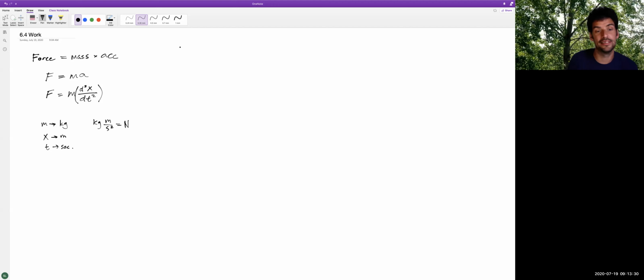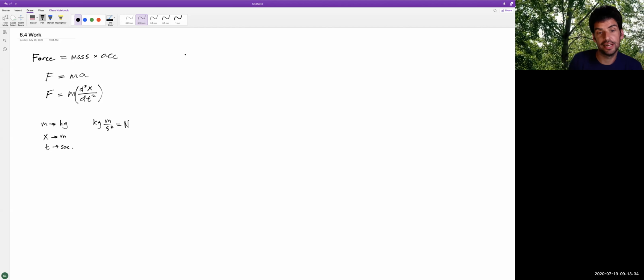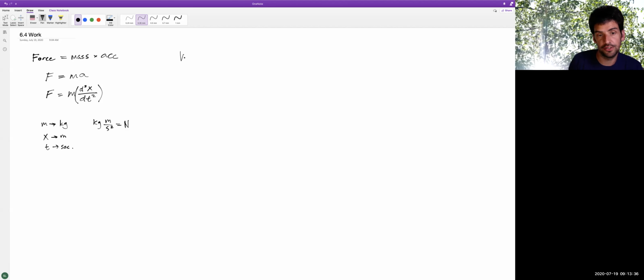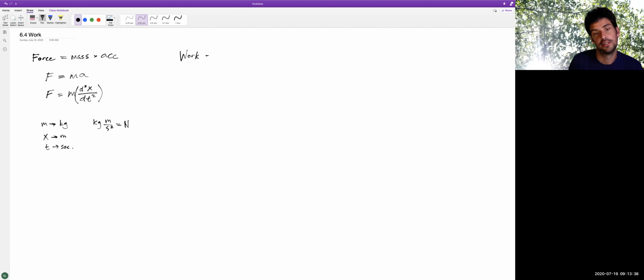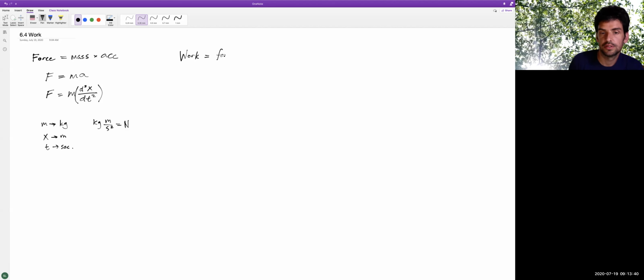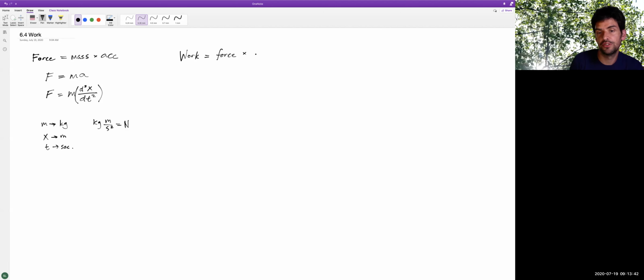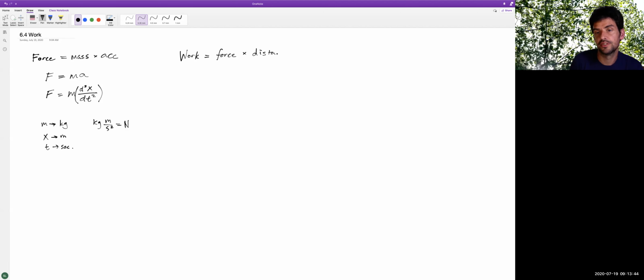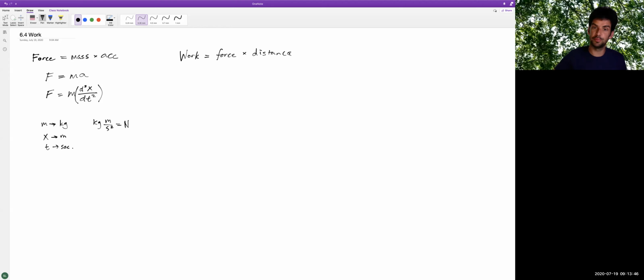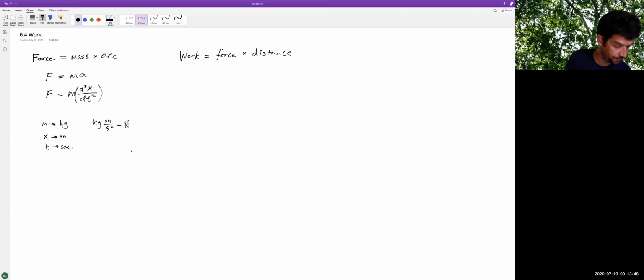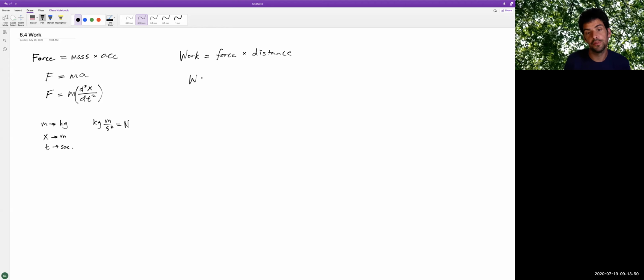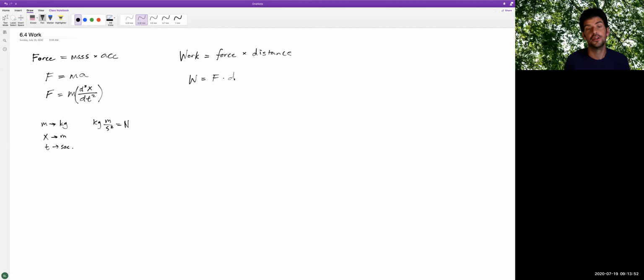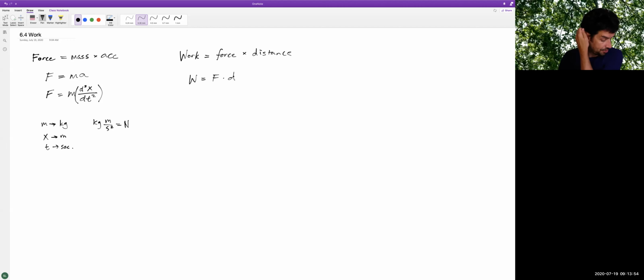In both cases, we get what's called work. And work, in the sense of physics, is defined as force times distance. Right? How much force was applied and for how long? Okay, so we might simplify this as work equals F times D.